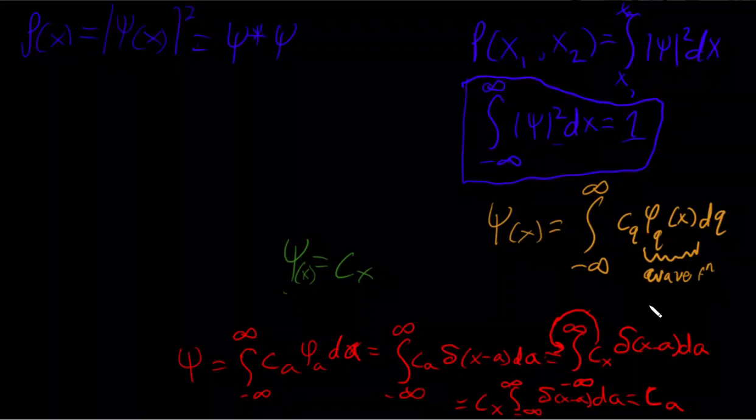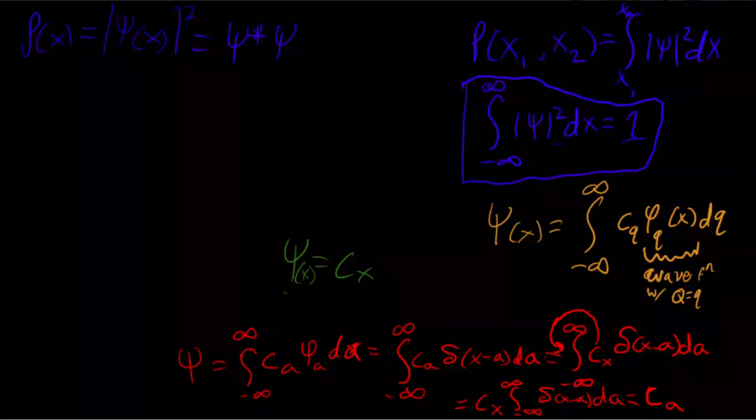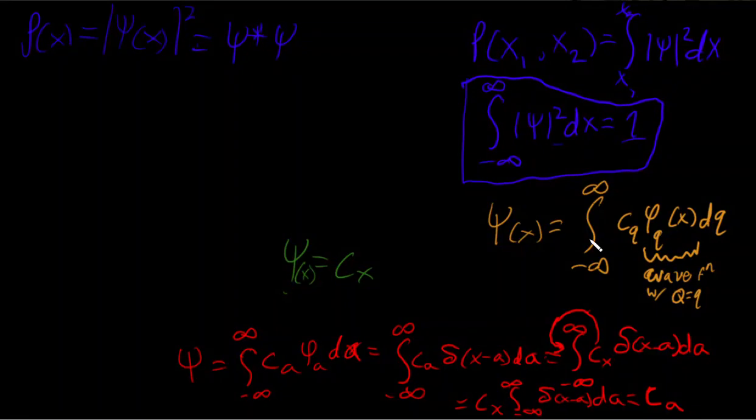Wave function, that's how I'll abbreviate function, with big Q equal to little q, right? And it's a function of x, because wave functions are functions of x. And so then we can express the psi as a superposition of c sub q times phi sub q, right?